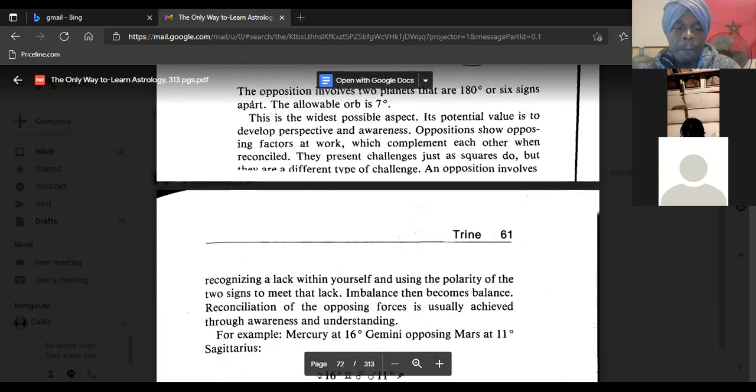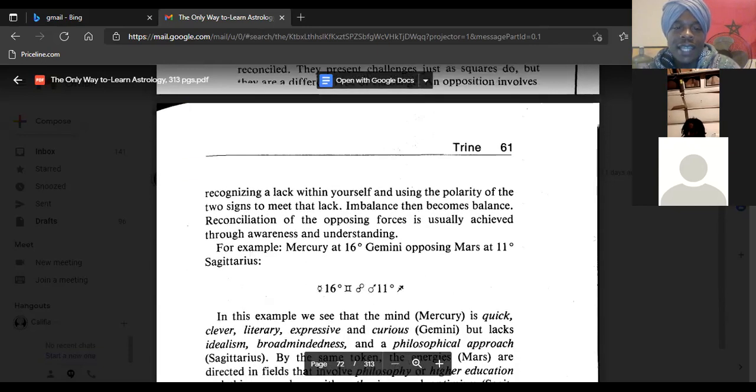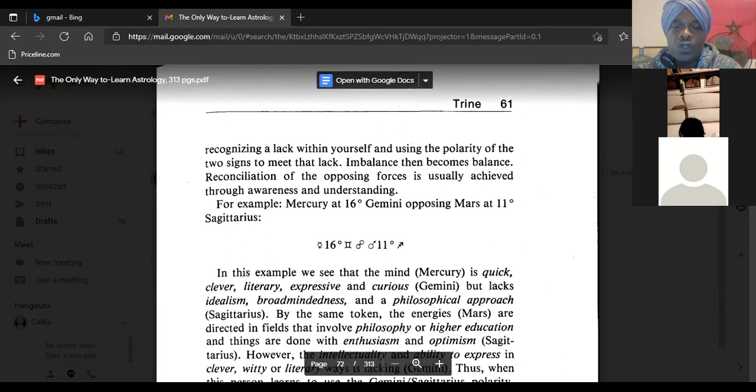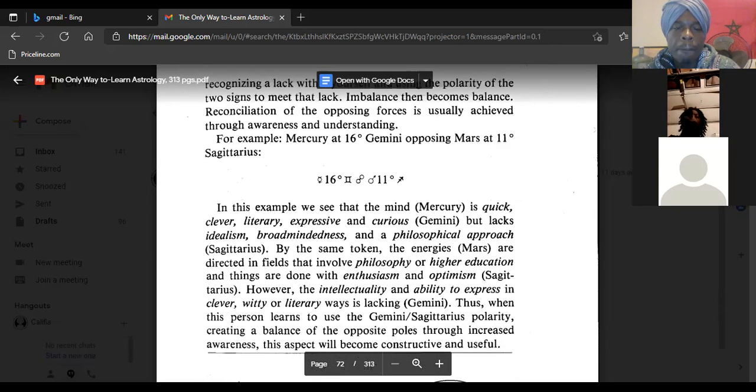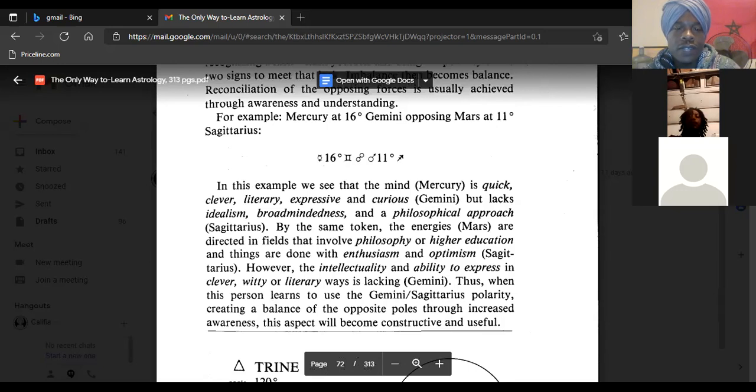An opposition involves recognizing a lack within yourself and using the polarity of the two signs to meet that lack. Imbalance then becomes balance. Reconciliation of the opposing forces is usually achieved through awareness and understanding. For example, Mercury at 16 degrees Gemini opposing Mars at 11 degrees Sagittarius. Here is a schematic to reflect that.